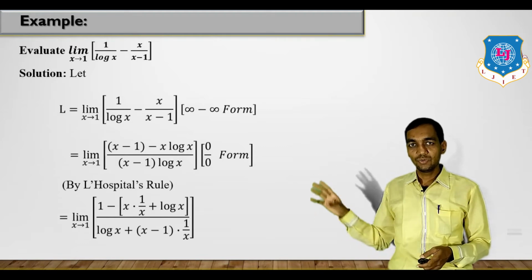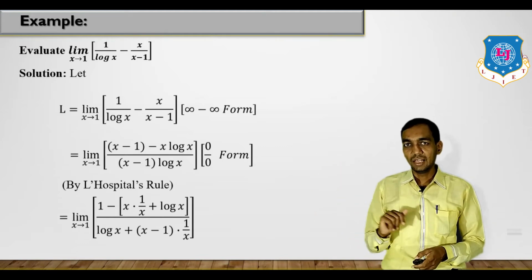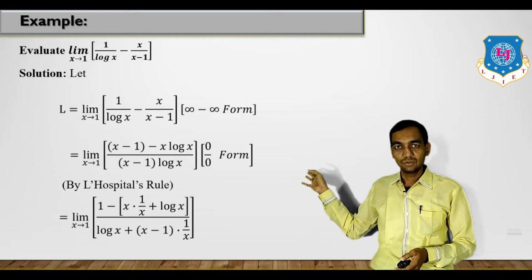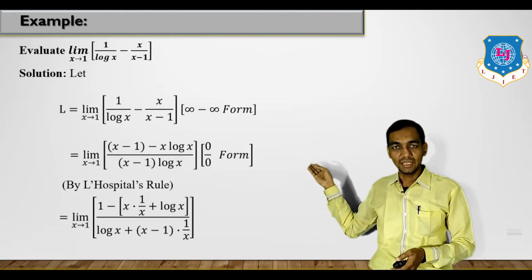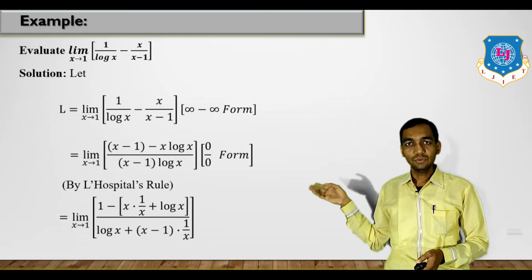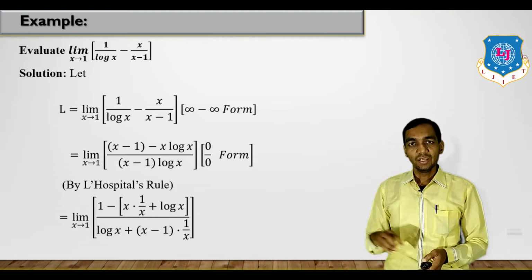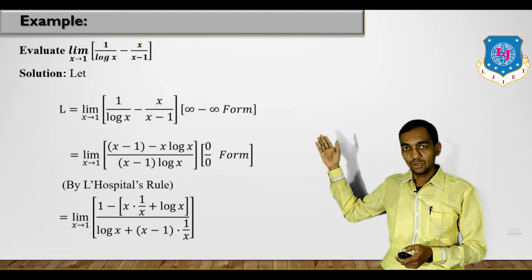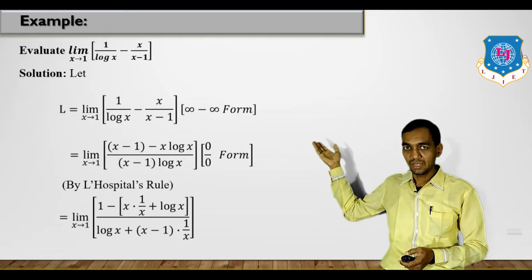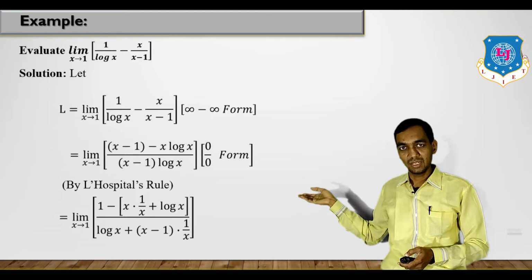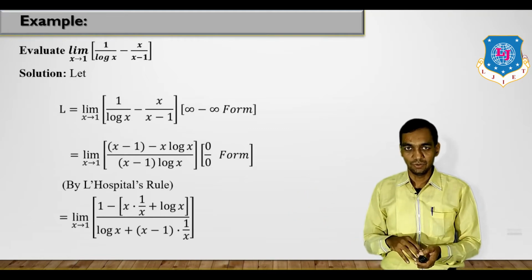Now, what we are going to do is take the LCM, and if we take the LCM, then we will have limit x tends to 1, x minus 1 minus x log x, divided by x minus 1 into log x. Okay. So, this is now a 0 by 0 form. Check it out. If you put x equal to 1, then you will have 1 minus 1 minus log 1, which has a value 0, divided by 1 minus 1, which is 0, into log 1, which has a value 0.